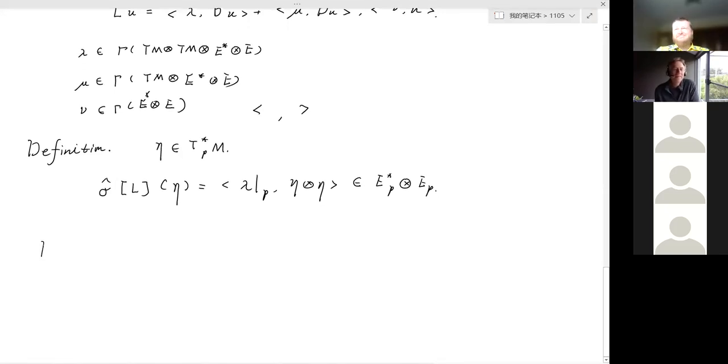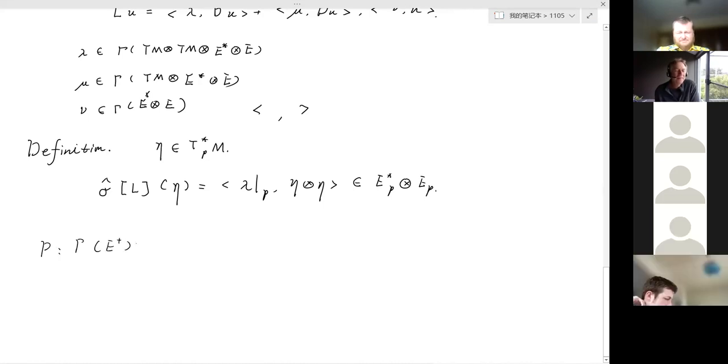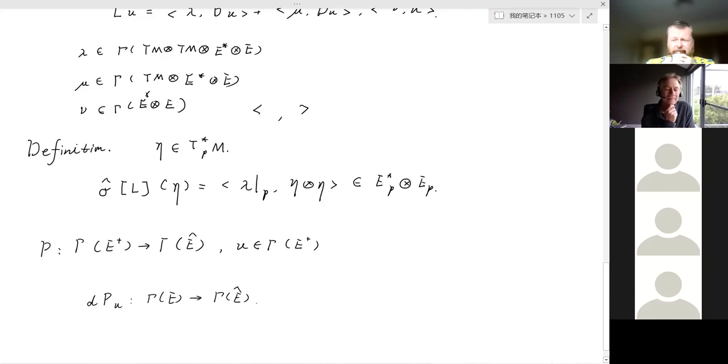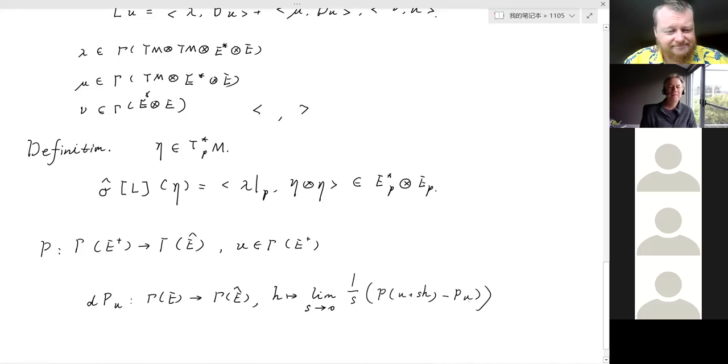And now we assume that P is a differential operator of second order, and we take an element u of the sections of E plus, and then we define the linearization of P at u to be the following map. We write D P u to be the map from the sections of E to the sections of E hat. We define it by the limit as s goes to 0 of 1 over s times P(u plus s h) minus P(u). Here, the limit is taken at each point of M.